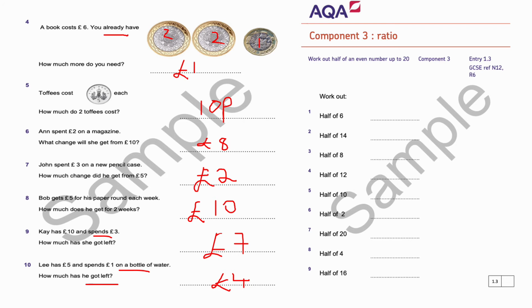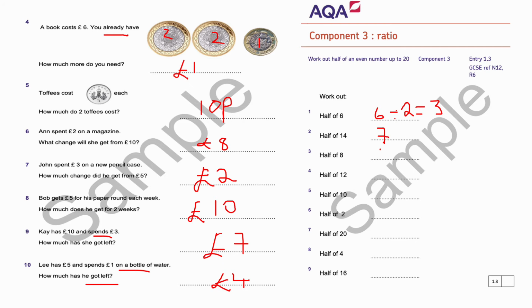Okay, work out half of an even number up to 20. So question number 1, work out a half of 6. So a half of 6 means dividing it by 2. Okay, so a half of something means divide it by 2. So split it into 2 equal parts. 6 divided by 2 is 3. Half of 14 is 7. 14 divided by 2 is 7.